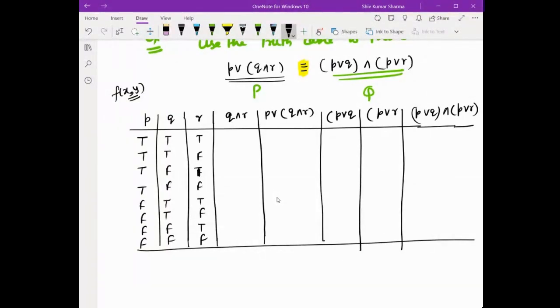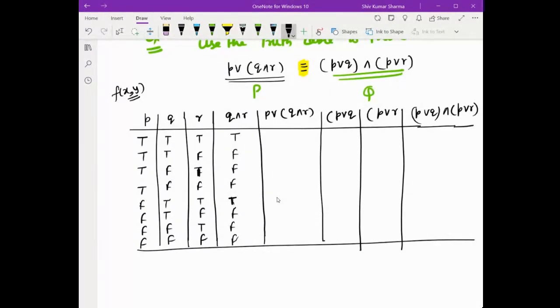First, and represents the truth value for conjunction: only true and true is true, otherwise false. So we construct Q and R. This gives true, false, false, false, true, false, false, false. So this is for Q and R.